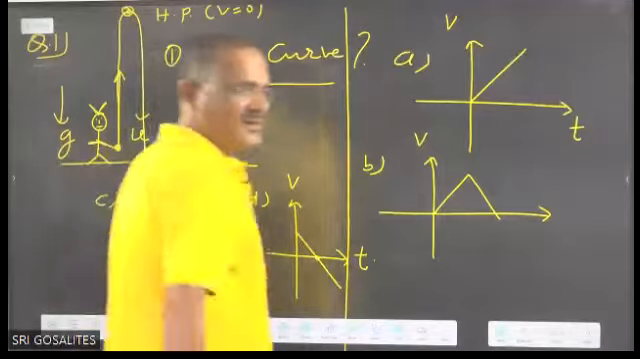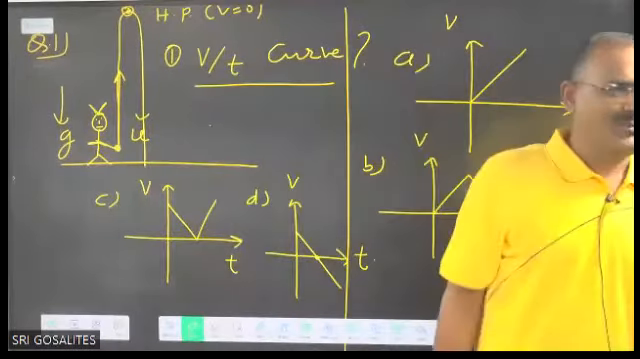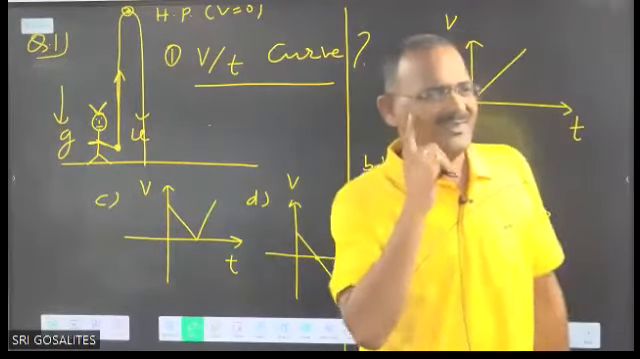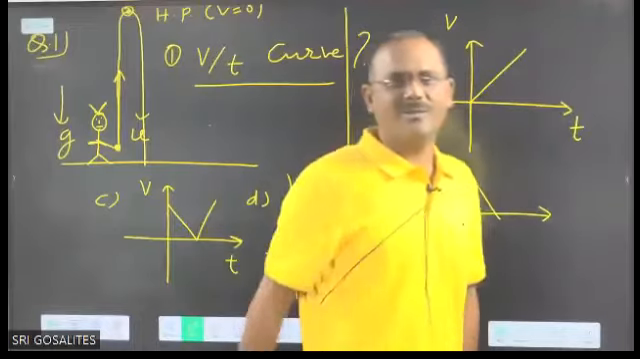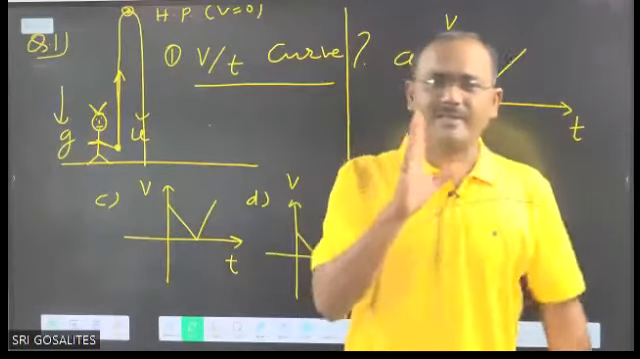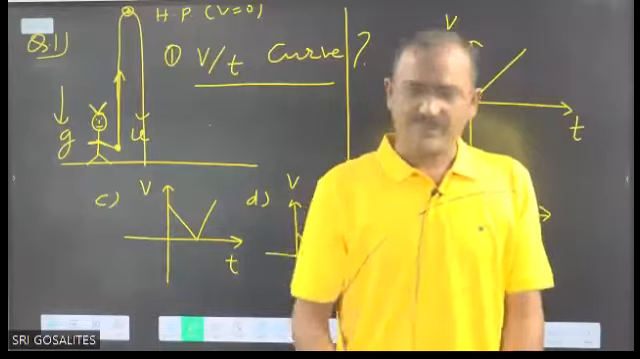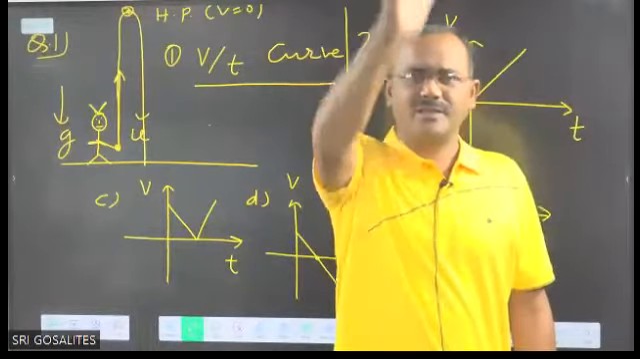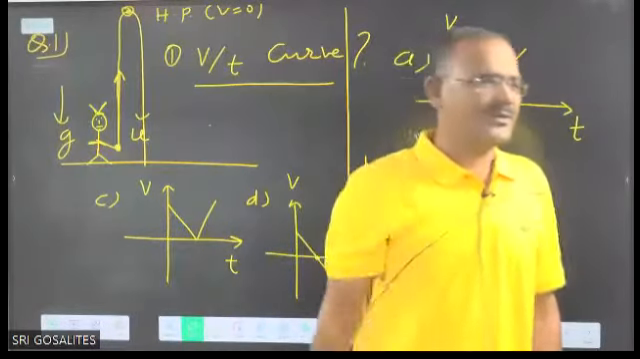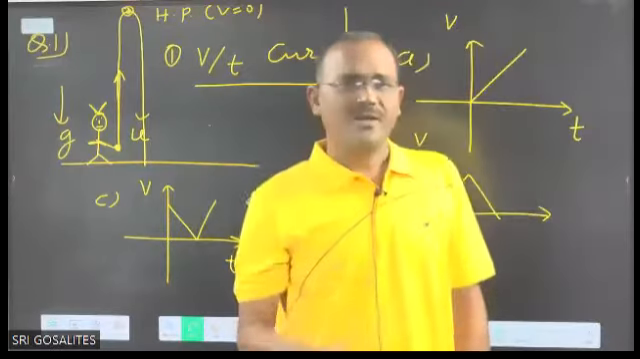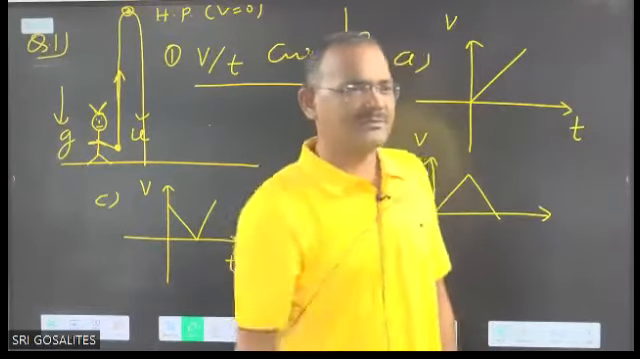Okay. My dear children, which is the right option? Velocity I am talking about. Velocity is a vector quantity. Upward direction is positive, then downward will be negative. Keep it in your mind. Speed is only scalar.